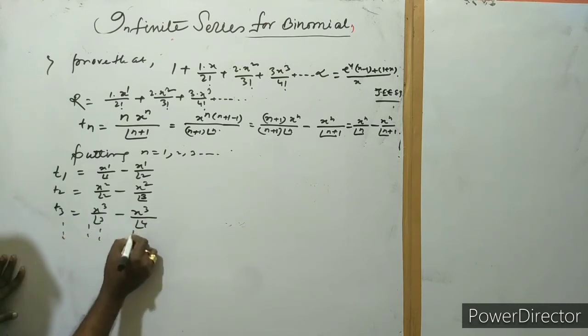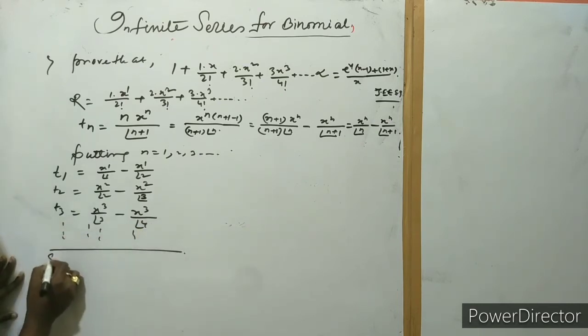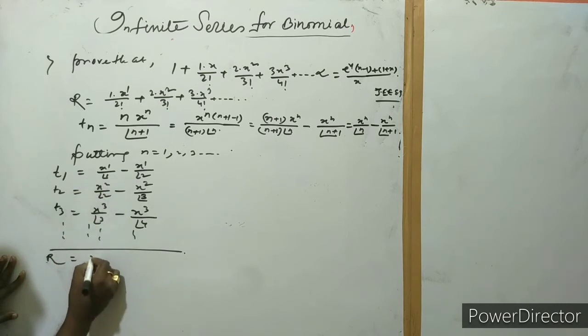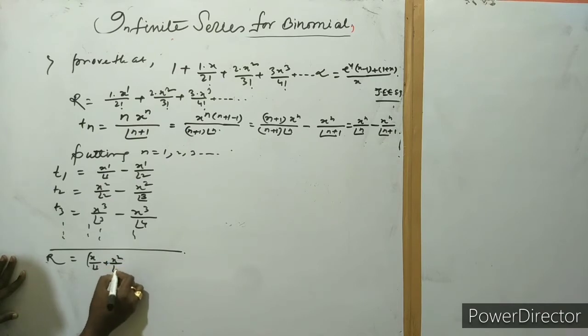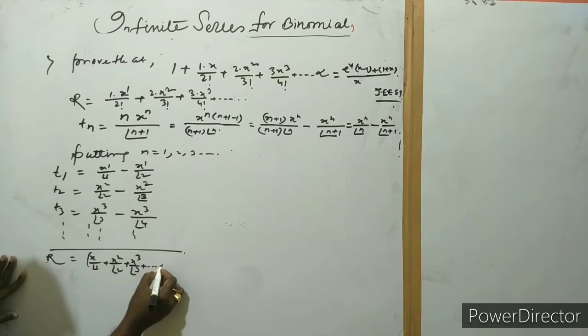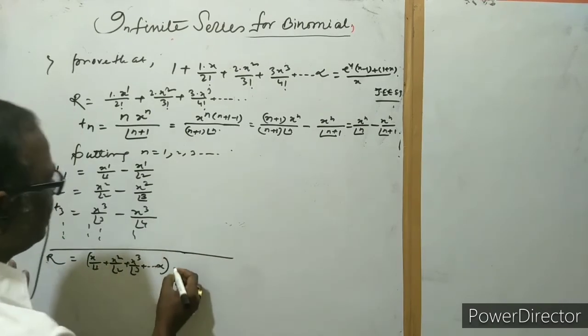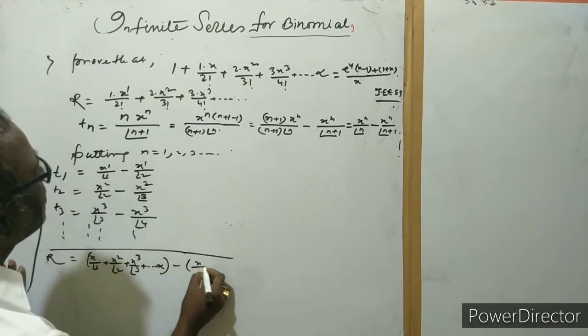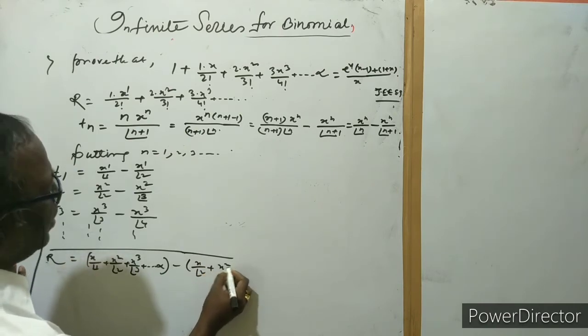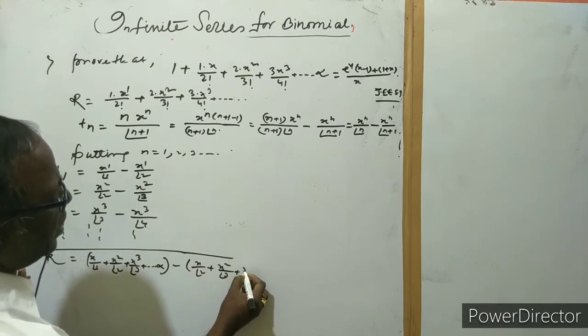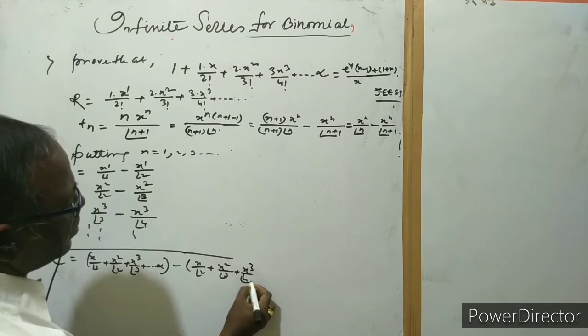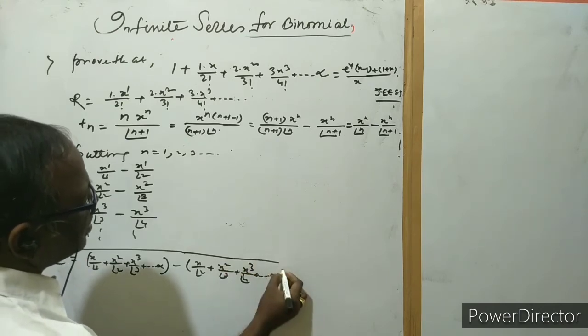Okay, and so on. Then if we sum, we get R. Okay, and that will be like x by factorial 1, x square by factorial 2, x cube by factorial 3, like that. After that, here x by factorial 2, x square by factorial 3, x cube by factorial 4. So there is some small change there.